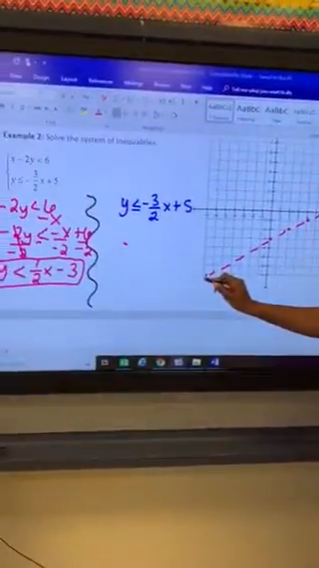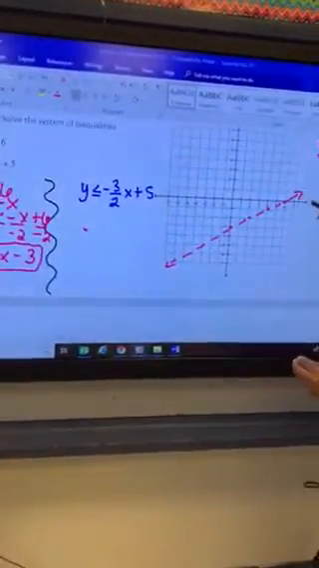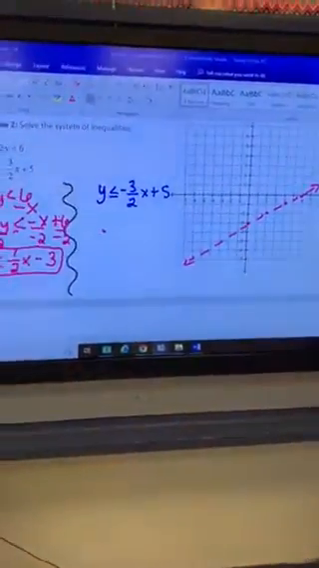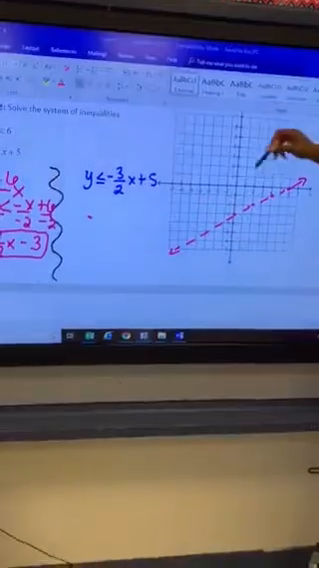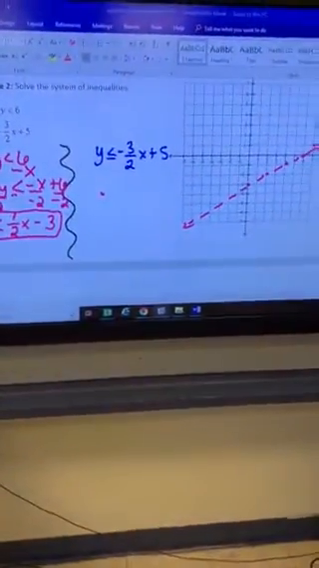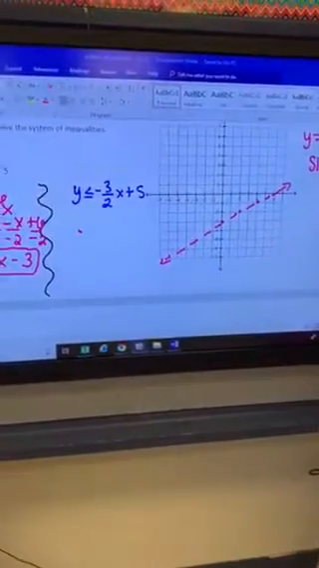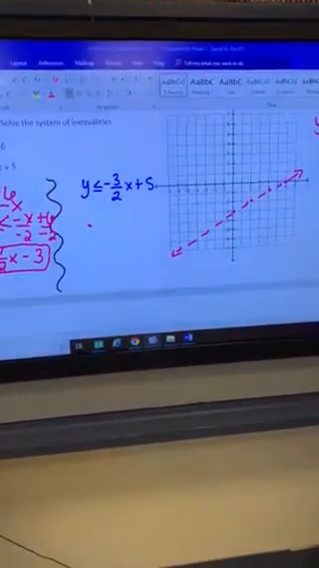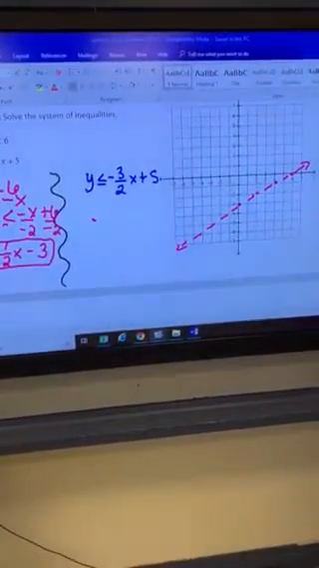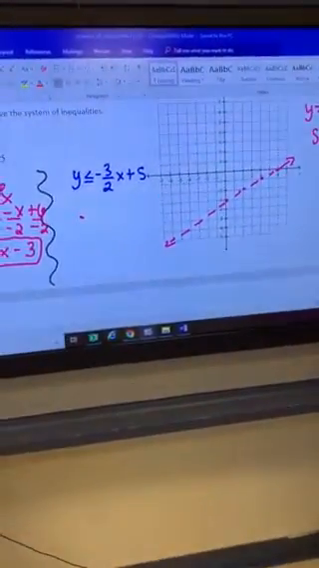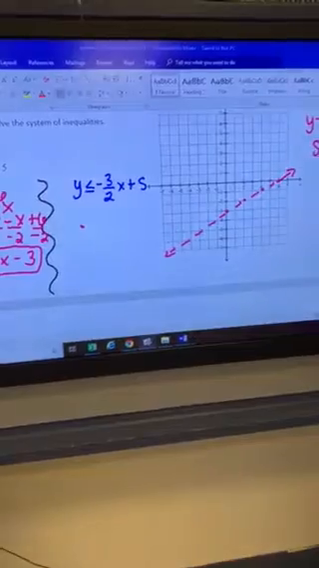So my line here is dotted, and I'm still going to draw arrows to make sure that it represents a line. The next step is, where am I going to shade? Am I going to shade above the line or below the line? So what I'm going to do is use 0, 0 as a test point. I'm going to plug in 0 for the y and 0 for the x to see if that makes the inequality true. If it does, I'm going to shade where 0, 0 is. If it's false, I'm going to shade where 0, 0 is not.